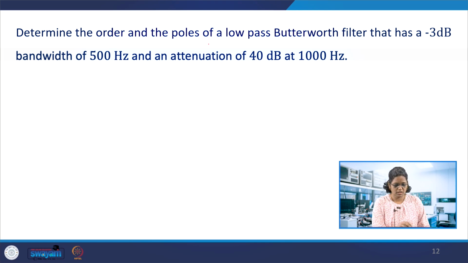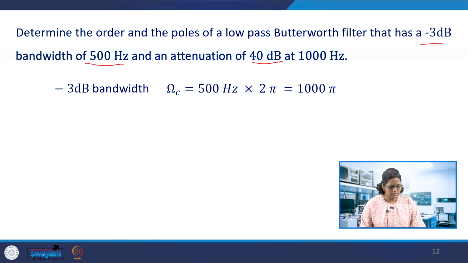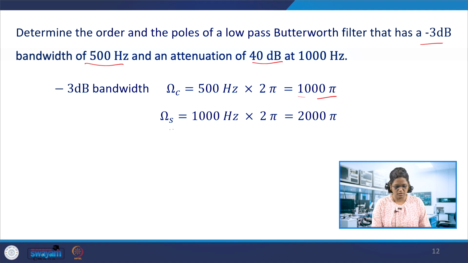So for the next one here, determine the order and poles of the low pass Butterworth filter, which has a minus 3 dB bandwidth of 500 hertz and an attenuation of 40 dB at 1000 hertz. In this case, the minus 3 dB bandwidth is the cutoff frequency, giving omega c as 2 pi into 500. Next, omega s is again 1000 hertz, which is 2000 pi.